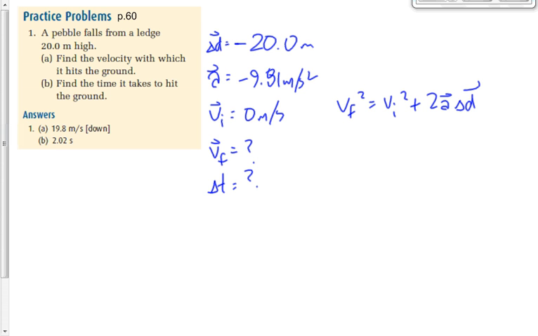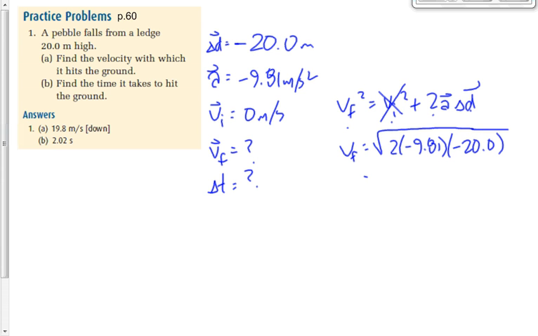What do we got? We're looking for VF. We got VI, A, and D. That's going to work for us, right? VF becomes the square root of VI squared plus 2AD, but VI is 0. Becomes square root of 2 times negative 9.81 times negative 20.0. We do the math there, and should, I presume, work out to be 19.8 meters per second. Okay, we got a bit of a problem here. They tell me the answer is 19.8 downwards. I didn't get a negative for this.